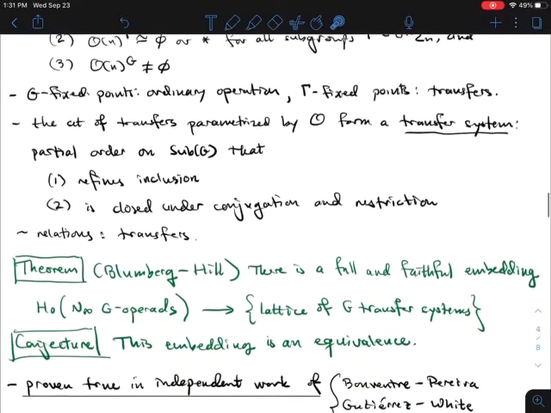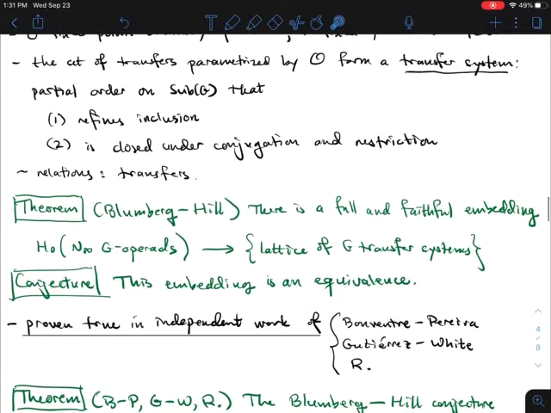Now, the set of transfers parametrized by an N-infinity operad O form a combinatorial structure called a transfer system. These are partial orders on the subgroup lattice of G that refine the inclusion relation and are closed under conjugation and restriction. In this case, we think of relations as transfers. Now, a theorem due to Blumberg and Hill is that there is a full and faithful embedding of the homotopy category of N-infinity G-operads into the lattice of G-transfer systems.